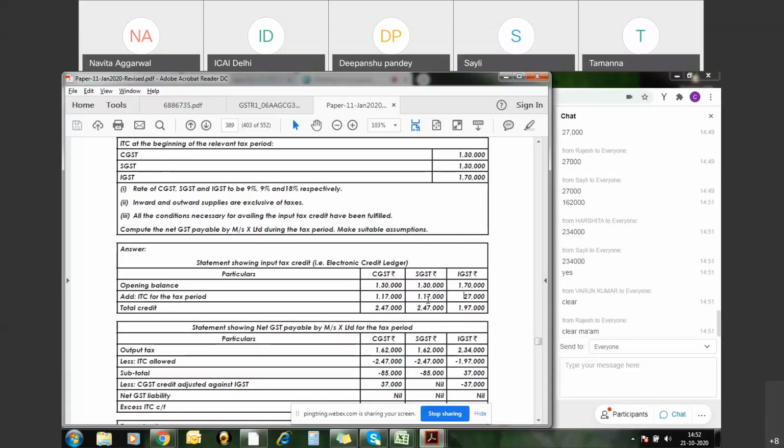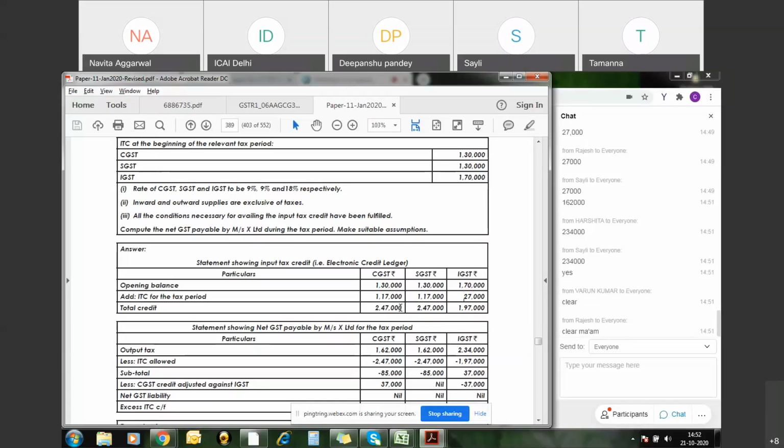Similarly is the case of SGST, because CGST and SGST are always allocated in a 50-50 ratio. So the figures of CGST and SGST will always remain the same. Under IGST, you will see the total ITC is 1,97,000 against the liability of 2,34,000.